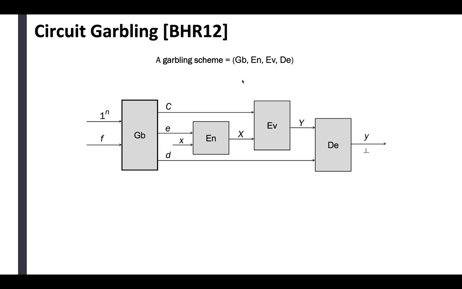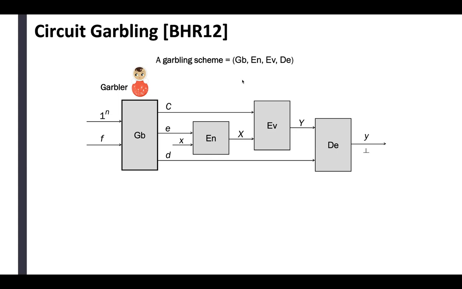So now to summarize, a garbling scheme consists of these four simple algorithms. First is the garbling algorithm, which takes a circuit and gives out the garbled circuit, encoding information, and decoding information. The next algorithm is an encoding function, which takes the encoding information and the clear text input, and gives the garbled input. Next is the evaluate function, which takes the garbled circuit and garbled input and gives out the garbled output. And lastly, we have the decoding function, which takes the garbled output and decoding information, and it gives out the clear text output.